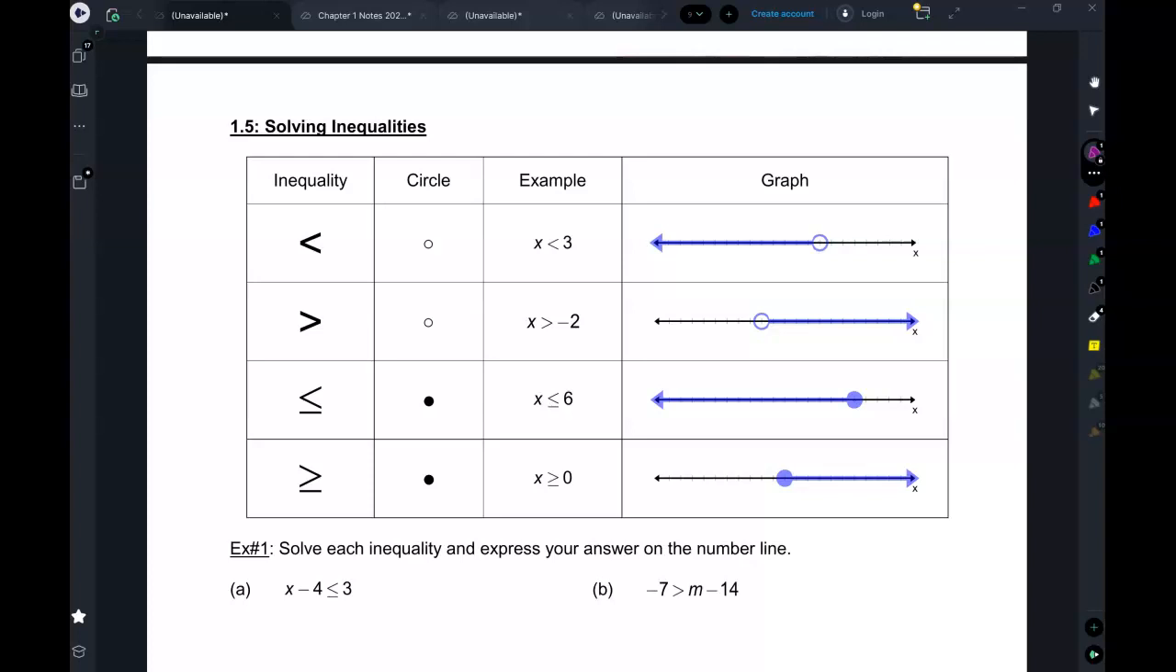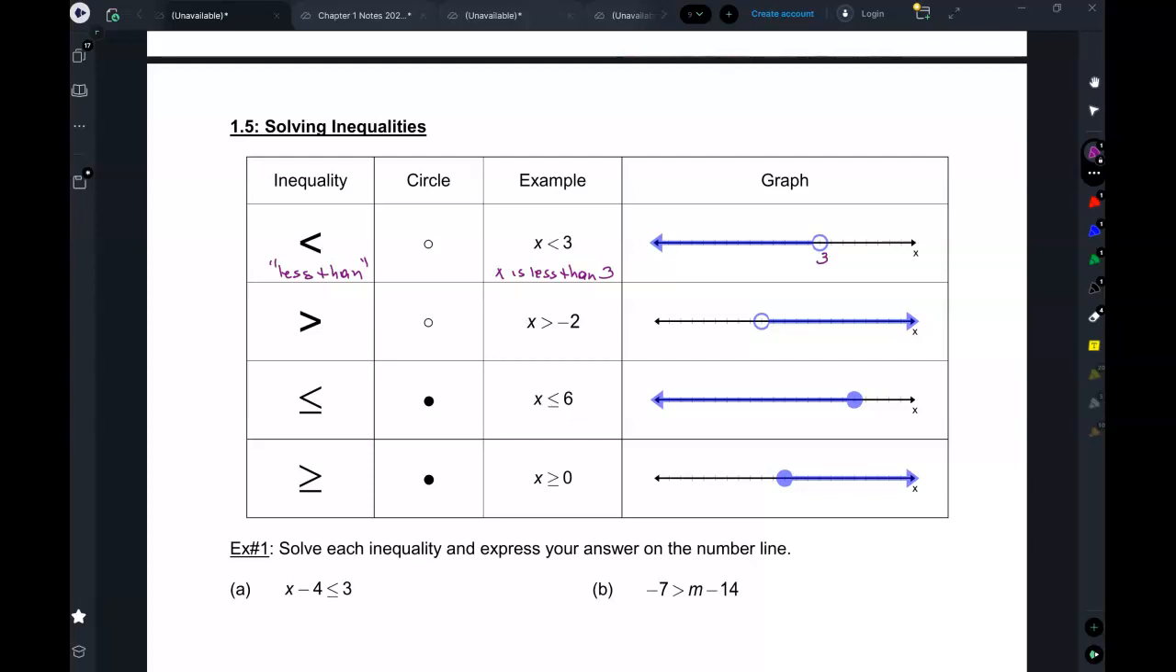So let's talk about some inequalities. When you have this first symbol, this stands for less than. And the way we represent it on a number line is with an open circle. So for example, when you have something like x is less than 3, we go over to 3 on the number line. We put an open circle, and then you want to put an arrow over all of the numbers that are less than 3. So if I'm looking at a number line, the numbers less than 3 are over here.